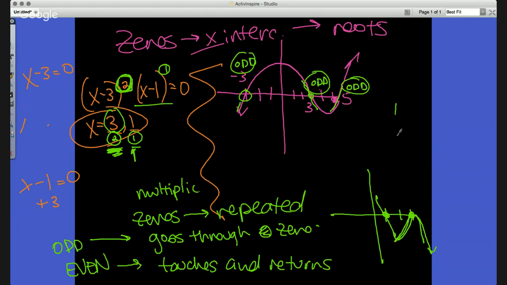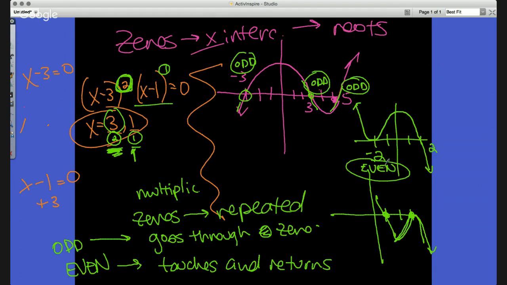I tried to do this one. This might be a better one, just in case. Let's say we start here, come down, touch, and go through. We would have two zeros, right? We'd have them at -2 and 2. Now, the multiplicity at -2 would be even. Why? Because it touches and returns. But why would the multiplicity at 2 be odd? Well, because it goes exactly straight through.